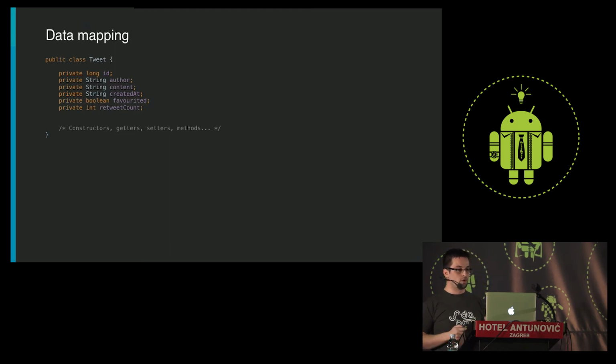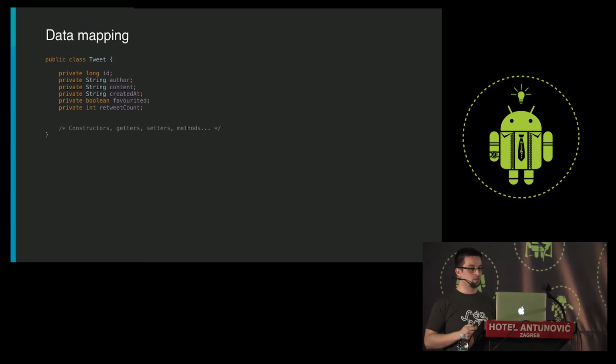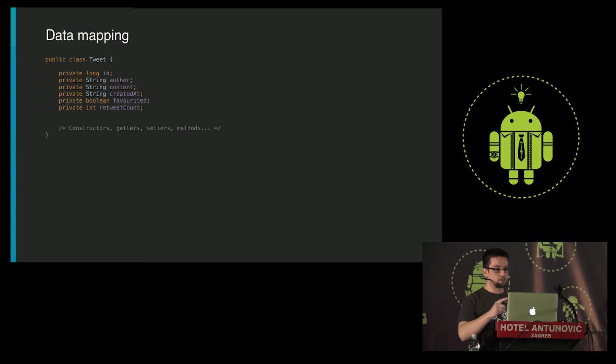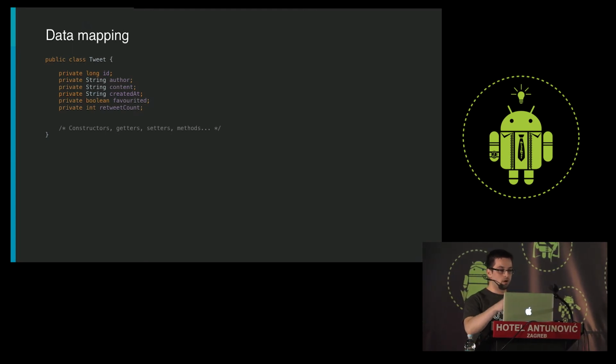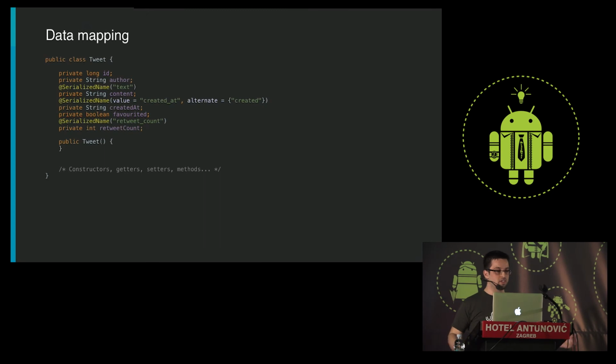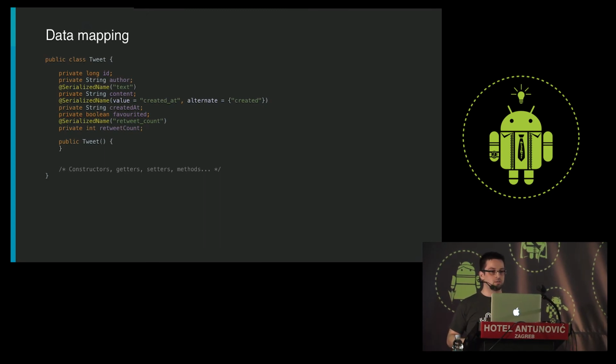Okay, and someone writes networking code and uses JSON for serialization, and they transform this same object into something like this. And now we have these @SerializedName annotations, which are defining how these fields are named in their JSON representation. And also, because of the limitations of the JSON library, you need to have a no-argument constructor, so we need to add this one as well.